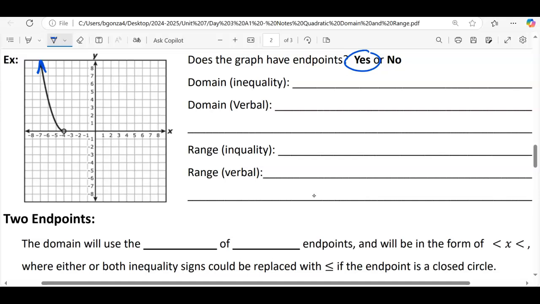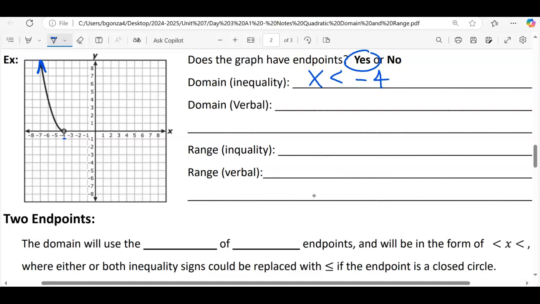So if it ends on the right, that means it only goes to the left forever. Left is less than. Okay, so think of it that way. Where's my endpoint? So it goes the other way from the endpoint. So if it stops at the right, it goes forever to the left. That's less than. So our domain is going to be restricted. X can only be less than the x value of the endpoint. What is the x value right here of this endpoint? -4. Cool.